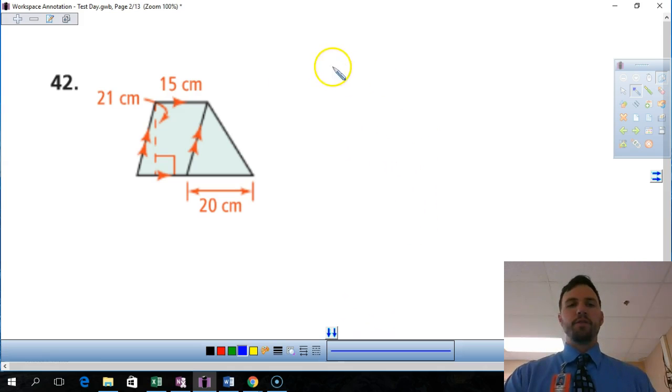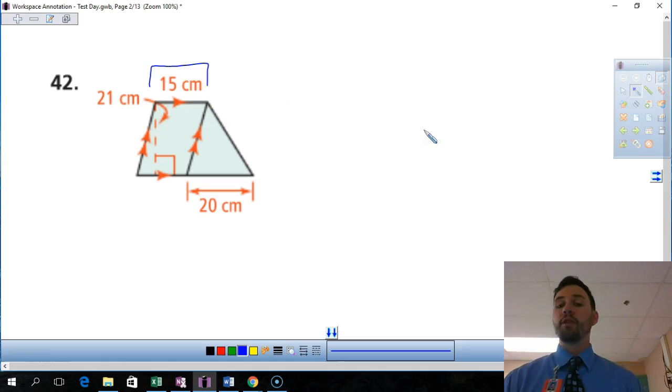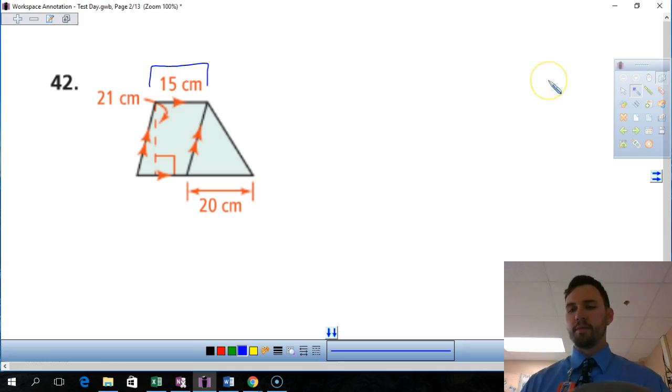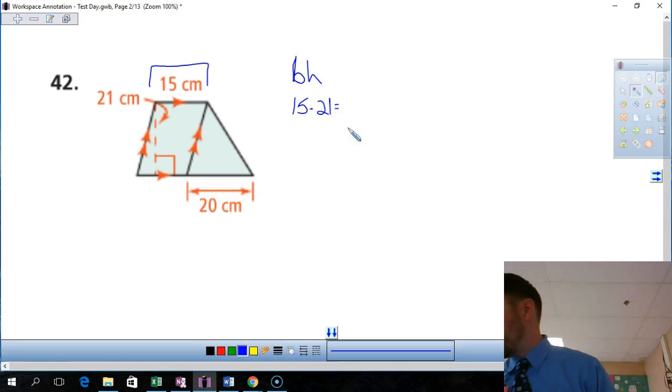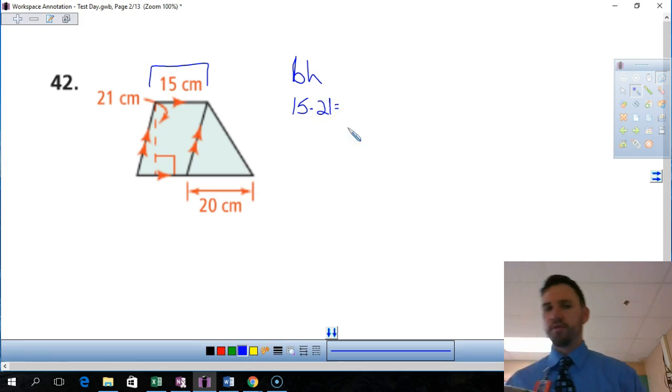So first thing I'm going to do is find the area of that parallelogram, this thing right here. They give me a height and a base. Parallelogram's area is base times height, so all I have to do is b times h. For this one, our base is 15. Our height is 21. That'll be the area of the parallelogram, which is 315.